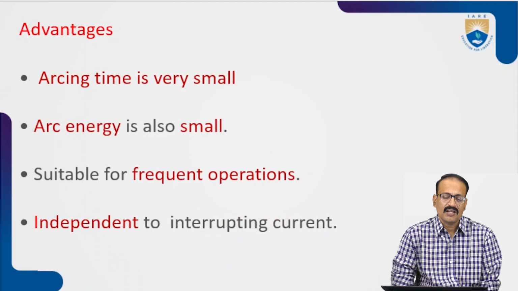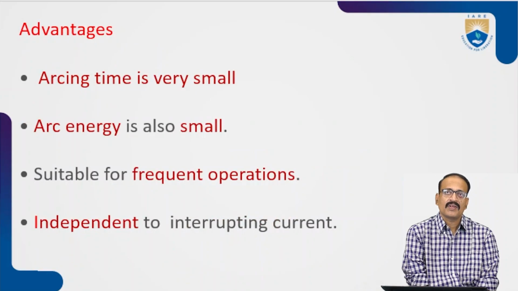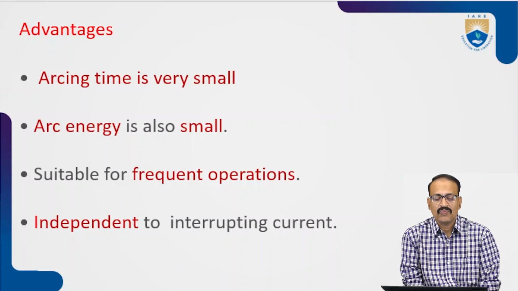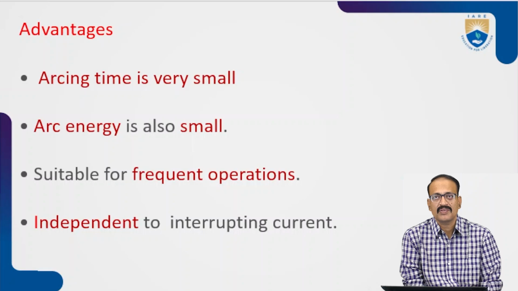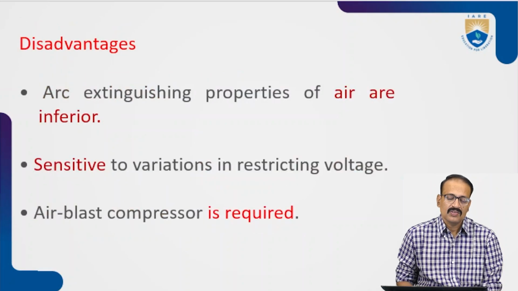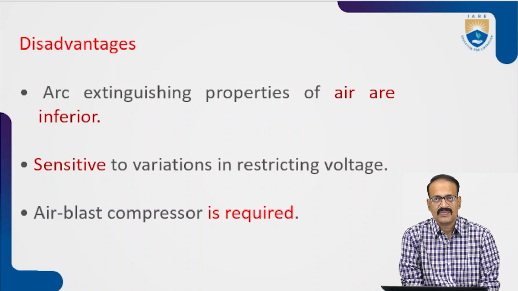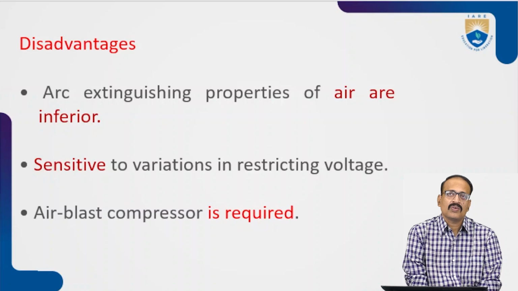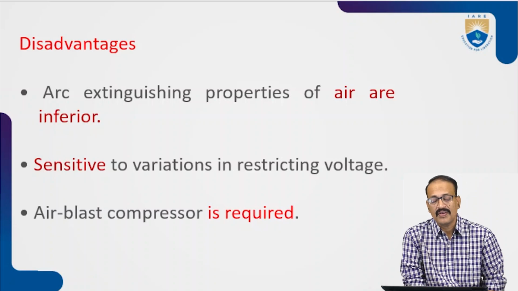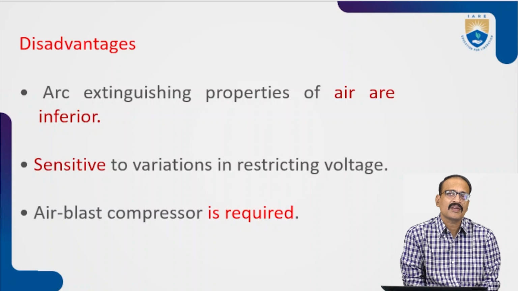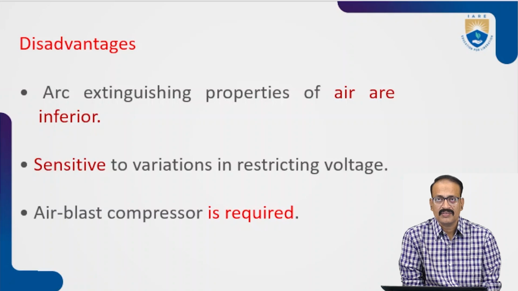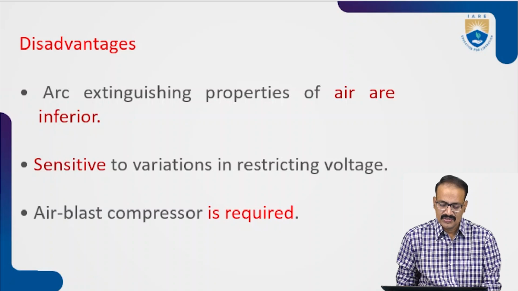Some more advantages are that arcing time is very small and arcing energy is also small, it is suitable for frequent operations, and it is independent of the interrupting current. Coming to the disadvantages of this air blast circuit breaker, the arc extinguishing properties of air are inferior. That means when you compare it to other types of circuit breakers, it is inferior. It is sensitive to variations of restriking voltage, and an air blast compressor is required.